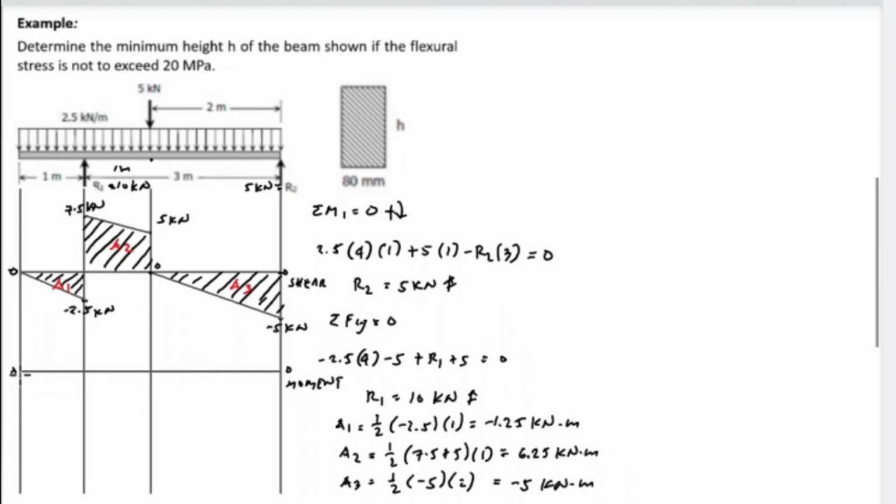From 0, we have area 1, which is negative 1.25, and the value is negative, so negative 1.25 kilonewton meter, and the shape is horizontal, diagonal, and curve, and it is concave downward. So from 0 up to negative 1.25.